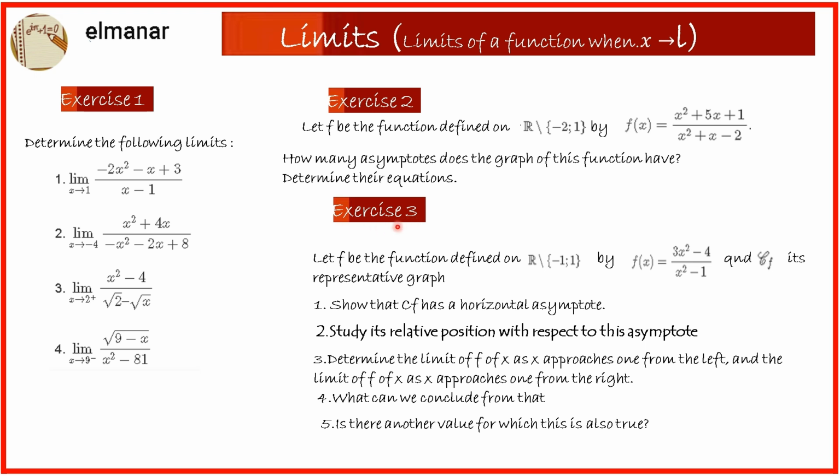Exercise 3. Let f be the function defined on the set of real numbers excluding -1 and 1 by f(x) = (3x² - 4) / (x² - 1), and let CF be its representative curve. 1. Show that CF has a horizontal asymptote. 2. Study its position relative to this asymptote.